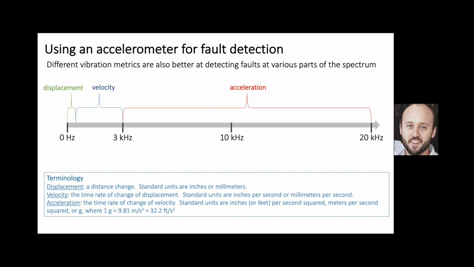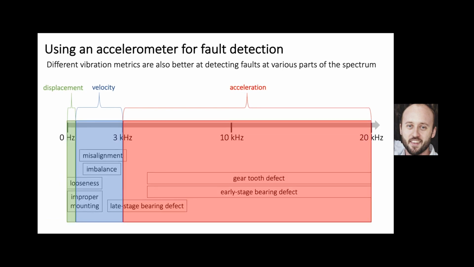And we can measure this, as I said before, in Gs, where 1 G is equal to 9.81 meters per second squared, or 32.2 feet per second squared. But this type of processing oftentimes gets done on the device, where we take that raw accelerometer signal that's measuring acceleration and perform calculations on it to turn it into a velocity signal or a displacement signal. That's going to help us to detect different types of defects that occur at different parts of the spectrum.